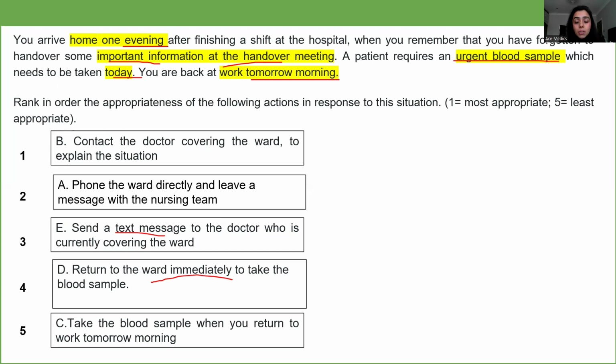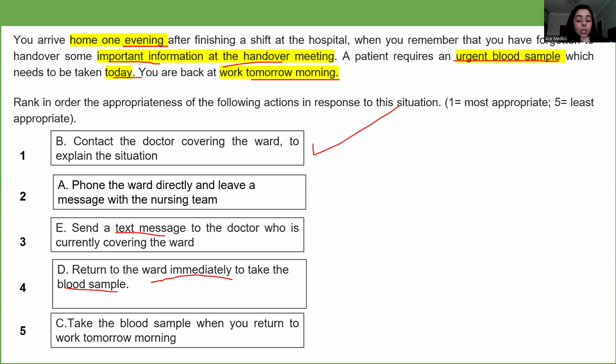This blood test was never your job to do anyway. It was a job that was to be handed over. So it was a job for the member of staff who's covering your role. So it's not sensible for you to now decide to go back to do this blood test. All you need to do is to try and find a way to relay the information on to a member of the team.